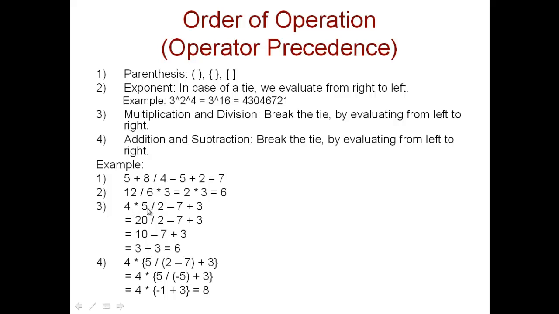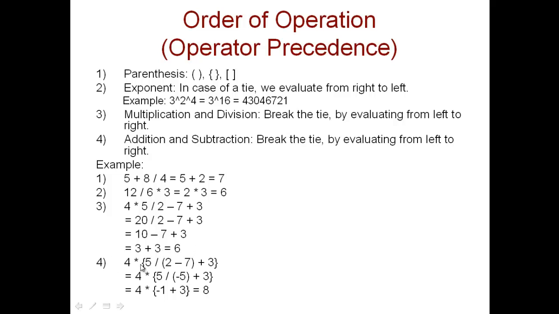Then 4 times 5 divided by 2 minus 7 plus 3. Now you have division and multiplication with equal precedence, a tie, so go from left to right. So 4 times 5 is 20, divided by 2 is 10, minus 7 plus 3. Again a tie, so break it from left to right. 10 minus 7 is 3, plus 3 is 6.